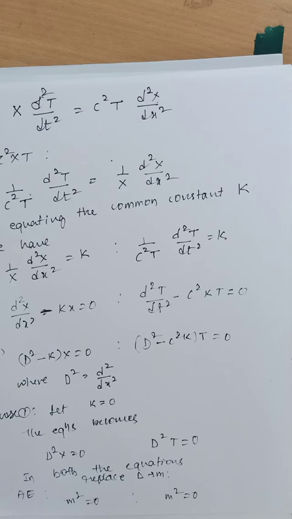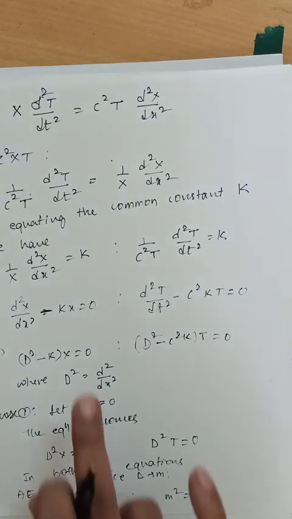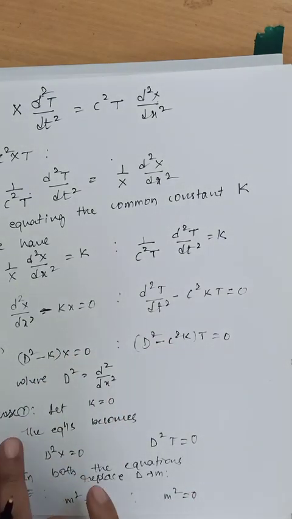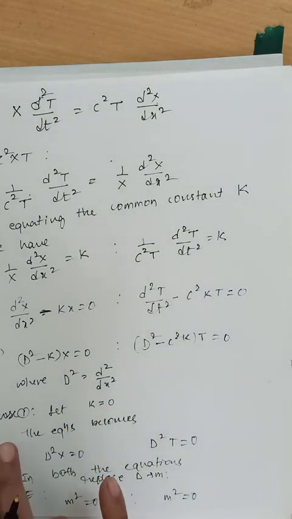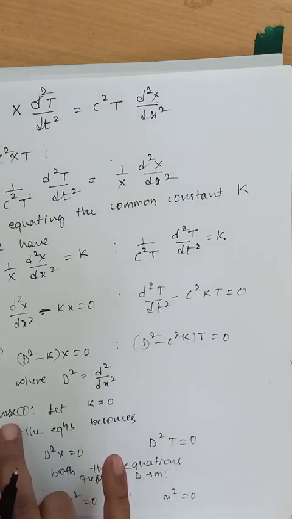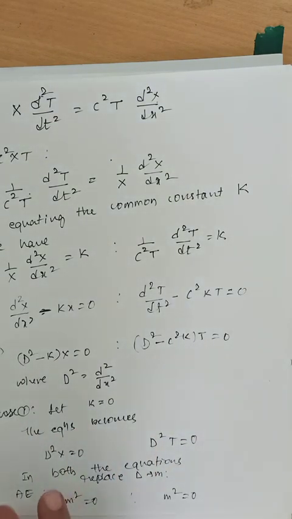So this type is very simple, because we already know the procedure of the method of separation of variables to get the solutions. After we get these two equations, we consider case 1, case 2, and case 3. Case 1, k equal to 0. Case 2, k is positive. Case 3, k is negative. These three cases are the various possible solutions of the standard partial differential equation, particularly the one-dimensional wave equation.